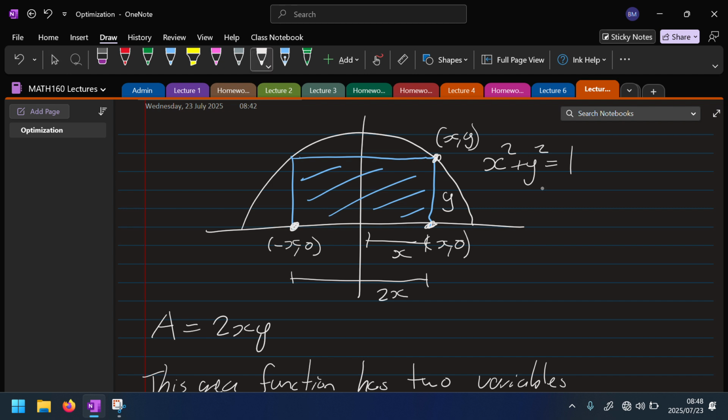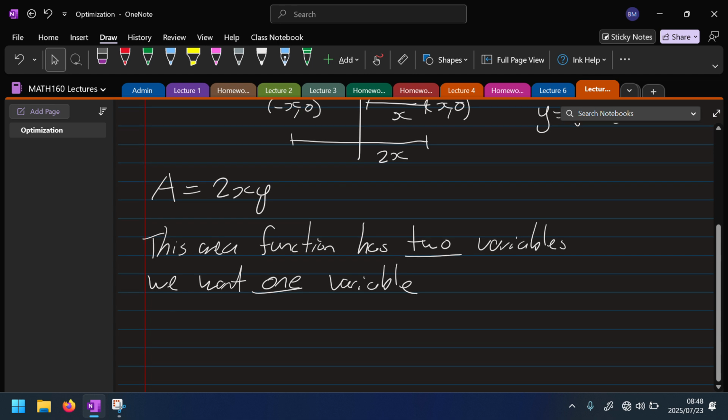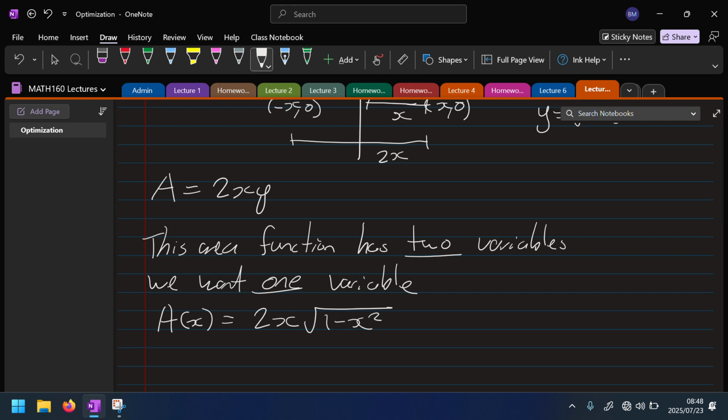Yeah. So we're going to use this equation and we can solve for y, or you can solve for x, but it depends on which one you're eliminating. So y squared is 1 minus x squared, so y is root 1 minus x squared. You could have done it the other way, but then you would be eliminating x. But that's up to you what you want to do. So we're going to take that from the constraint, substitute it into A, and that's going to give us A of x, a single variable, 2x root 1 minus x squared. So we've got ourselves a single variable function.